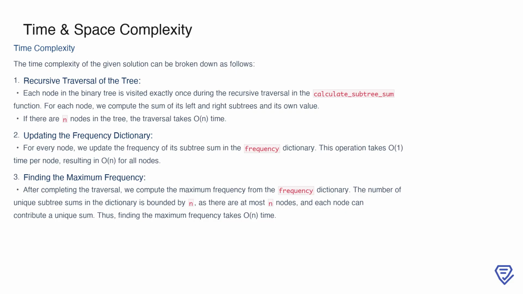Next, for each node, we update the frequency of its subtree sum in the frequency dictionary. Since updating a dictionary entry is an O(1) operation, this step also takes n time in total for all nodes. Finally, we determine the maximum frequency from the frequency dictionary. The number of unique subtree sums is bounded by the number of nodes, so this operation takes n time as well. Combining these steps, the total time complexity of the solution is n.